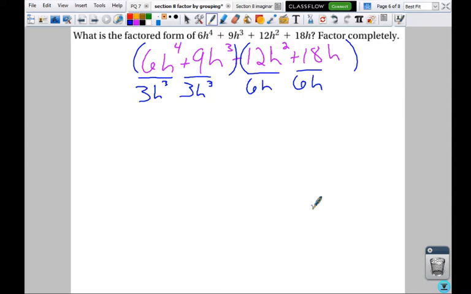So on this one, we're factoring out more than just a number on some of these. So you got to be careful and make sure you're taking out the most you possibly can.